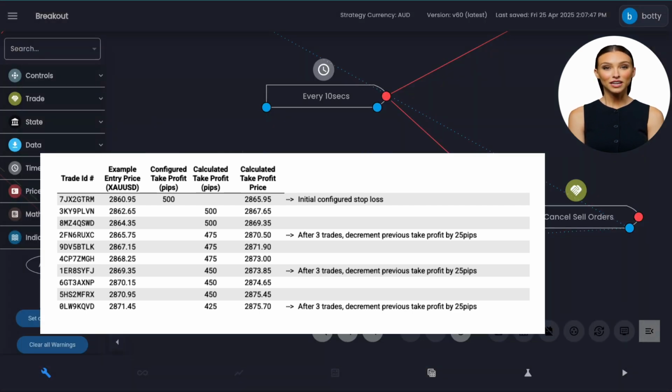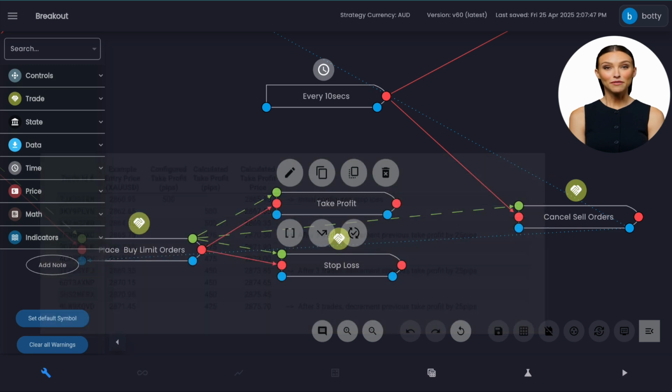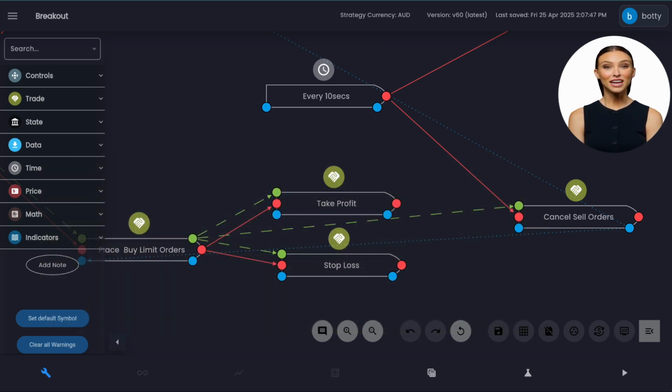The scale-out calculator enables a strategy to set tiered take profit orders, and is especially useful when used in a strategy together with the place trades rule scaling into a position.